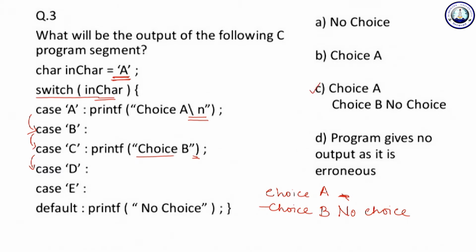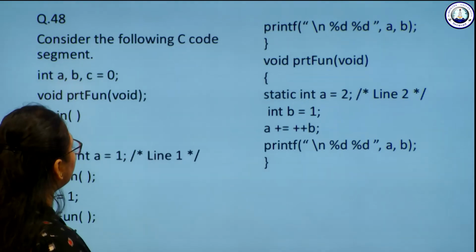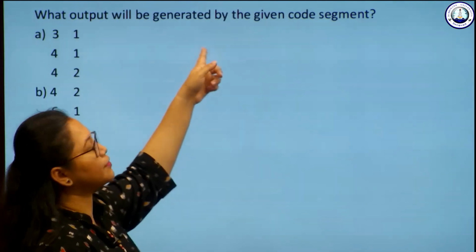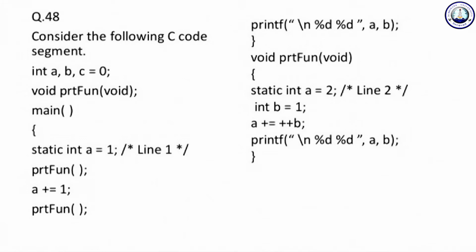So, coming to the next question. This is a C code given to us. Here we have to find out what output will be generated by the given code. Okay. So, let us get started. Here 3 integer variables are being declared. Coming to the main, from main, static int A. Okay. A is being declared as a static variable.